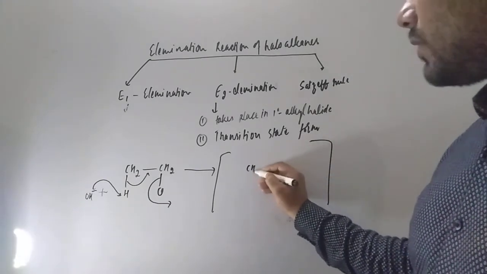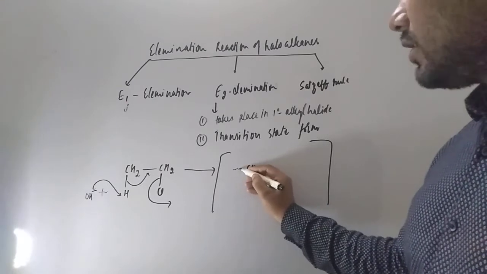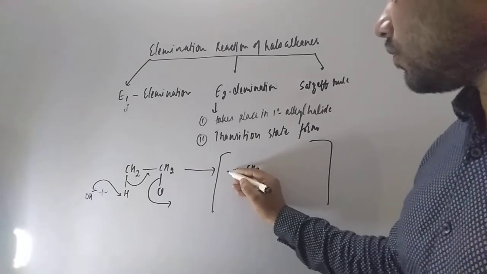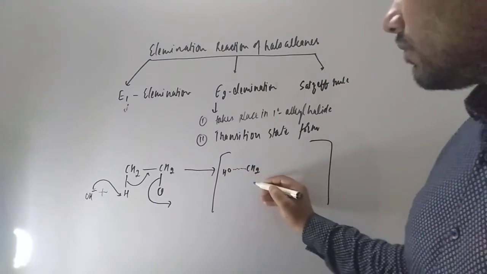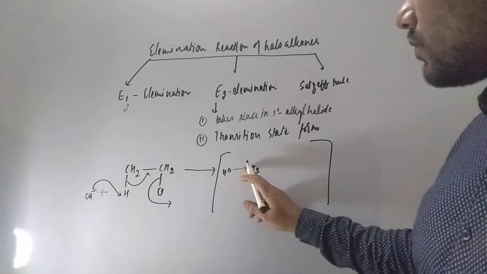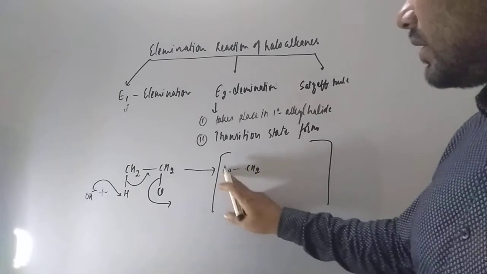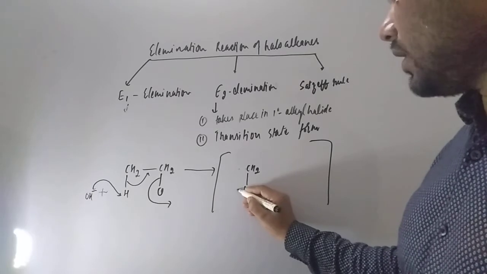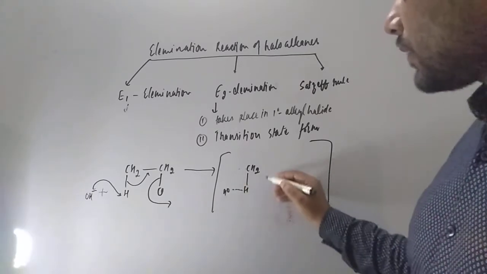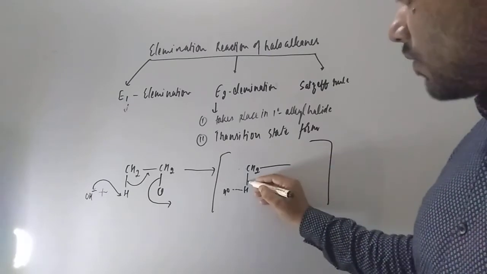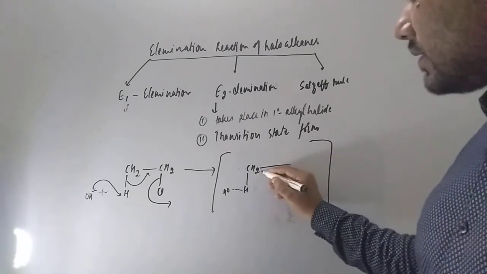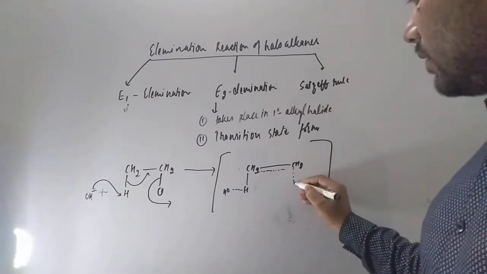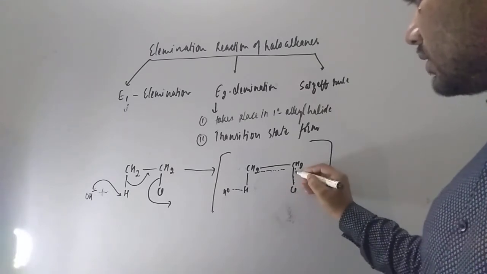Here CH2 is there, and on this side, OH is forming a bond with the hydrogen. You can write it at the bottom also, there is no problem. Here hydrogen is there, so OH is forming the bond. In this case, this bond will be shifting, so here there will be a double bond, and here CH2 is there, and this bond will be broken.